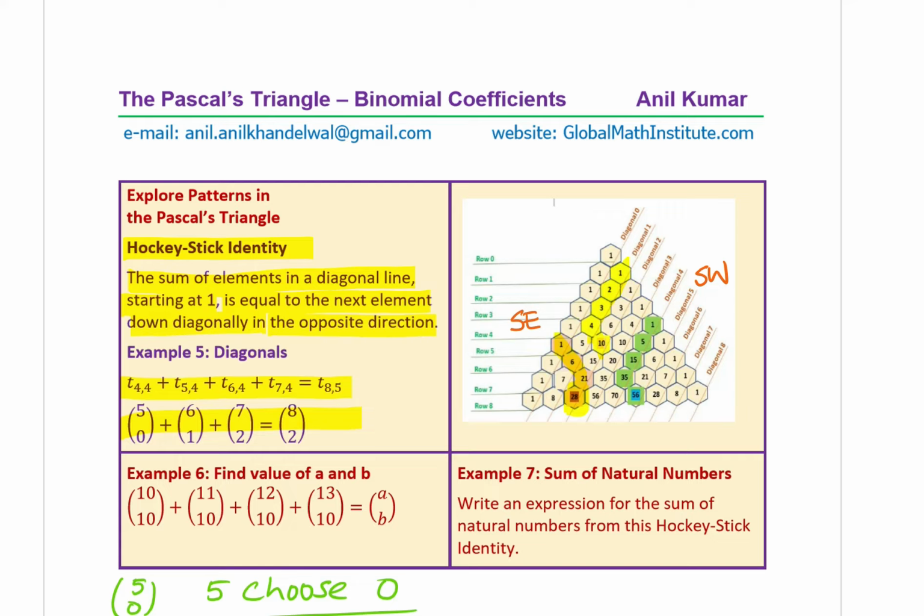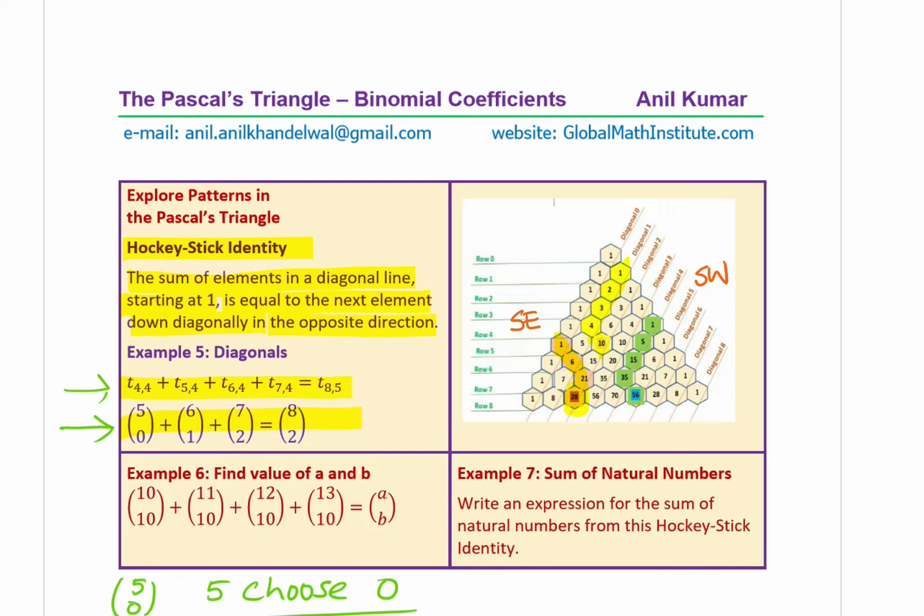Anyway, here is a question based on the pattern given to you. So look at the pattern. The numbers are 5C0, 6C1, 7C2 is equal to 8C2. Similarly, these term numbers are also similar, T44, T54, you get it. So the idea is that this actually gives you the term number here in the Pascal's triangle.